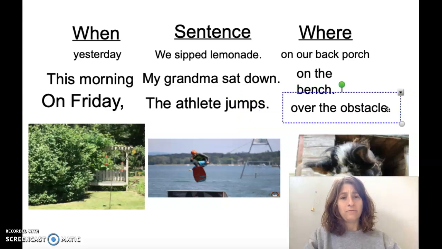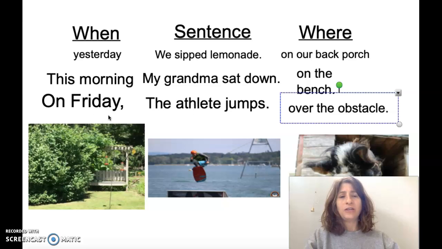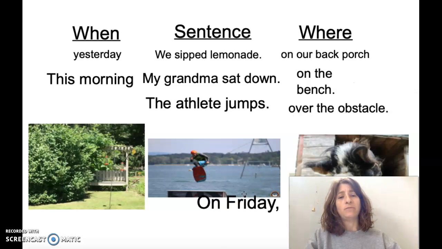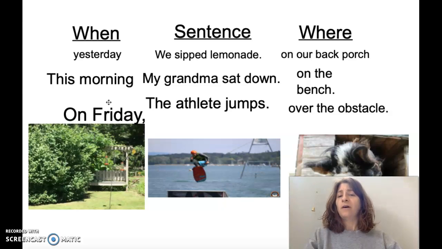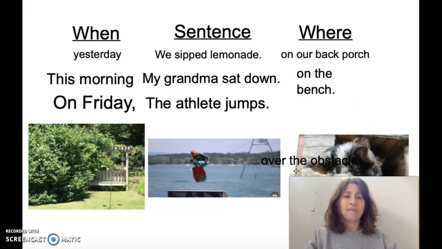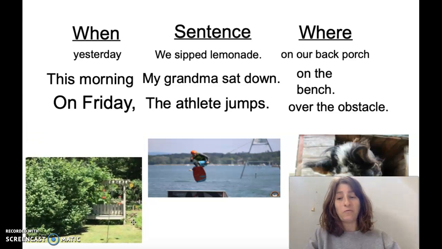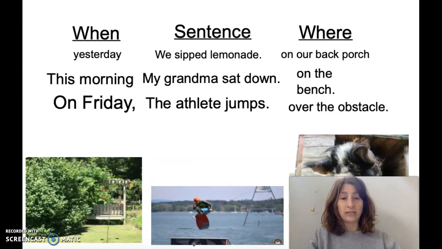So again, try it a couple ways. The athlete jumps over the obstacle on Friday. The athlete jumps over the obstacle on Friday. The athlete jumps. Again, a couple different ways that you could do it, depending on if you want to tell when, if you want to tell where, and what you want to have first. The important part is that you have your sentences in different ways. That's called varying your sentences. It makes it more interesting.